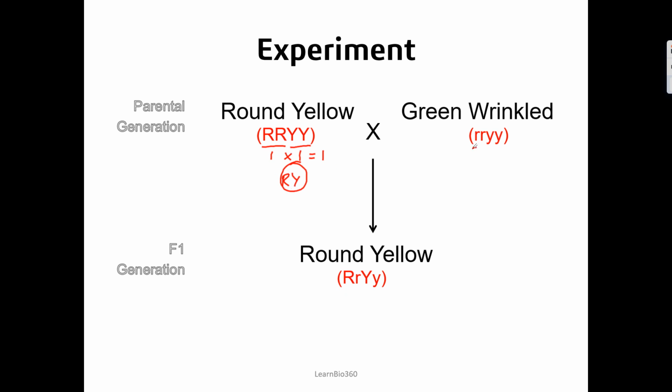Here also the same way. Small r, write 1. And small y, write 1. Multiply them, so the answer is 1. So here also only one type of gamete is produced, that is small r, small y. When these two gametes fuse, it will result in capital R, small r, capital Y, small y. As capital R is dominant over small r, it will be round in shape, and capital Y is dominant over small y, it is yellow in color. This is in accordance with the law of dominance.